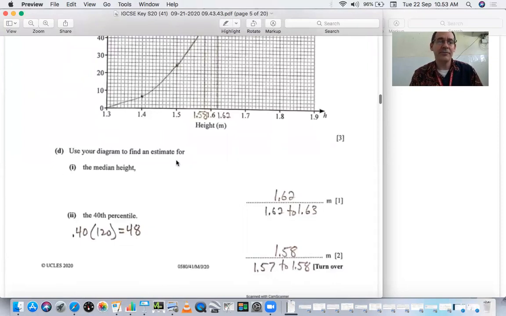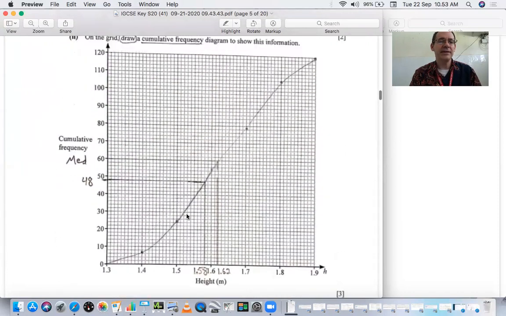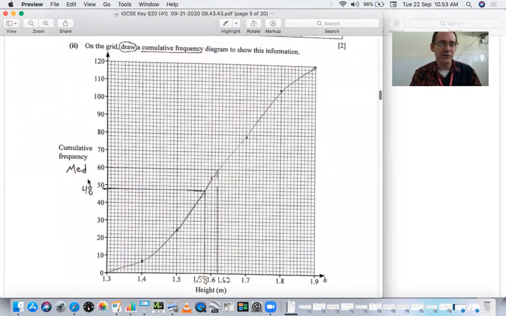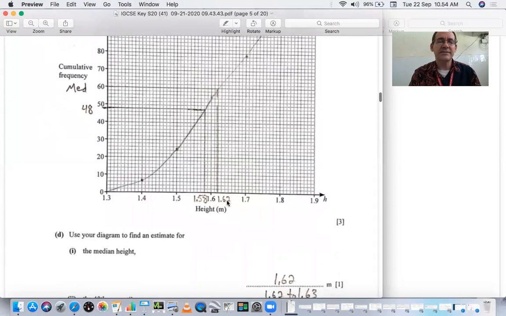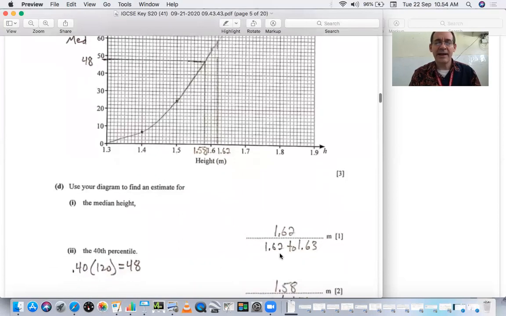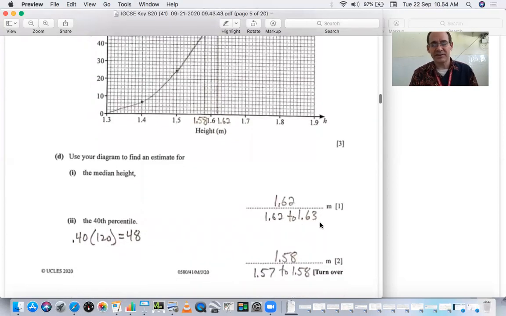Use your diagram to find an estimate for the median height. Well, the median is the middle, so the middle out of 120 is 60. Notice I use a straight edge to draw a line across, and then right at where it connects to the graph, draw a line straight down, and I get 1.62. Each of these are worth 0.1, so 1.62, and the answer actually could be between 1.62 to 1.63.